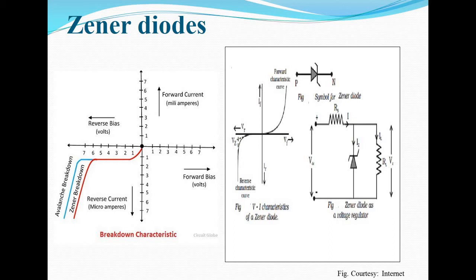You can see here in the graph that a small voltage is required for Zener breakdown as compared with avalanche breakdown.